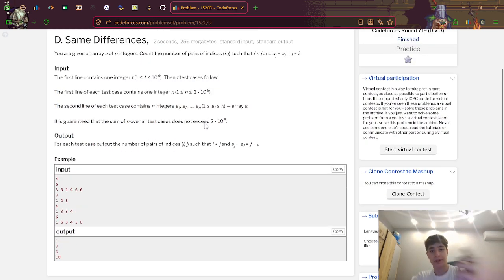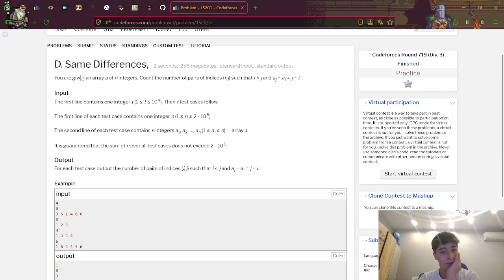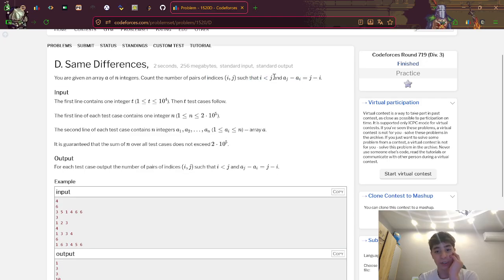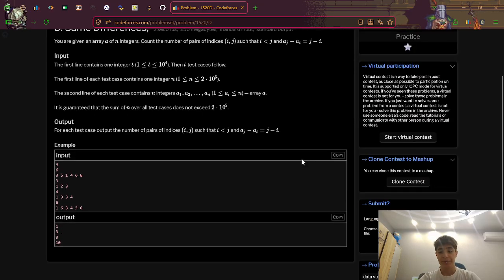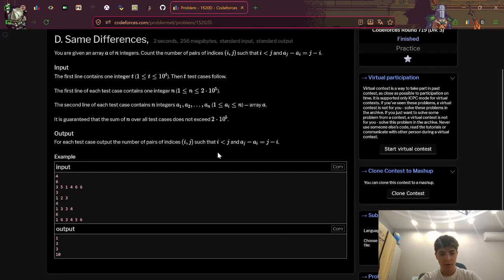What is it saying right there? Given an array of integers, count the number of pairs of indices i and j such that i is less than j and a_j minus a_i is equal to j minus i. Oh, let's solve it. That's pretty interesting. Let me open some pen right there.